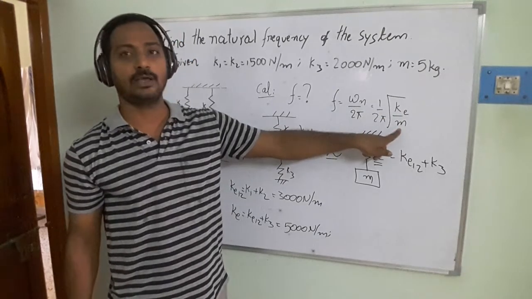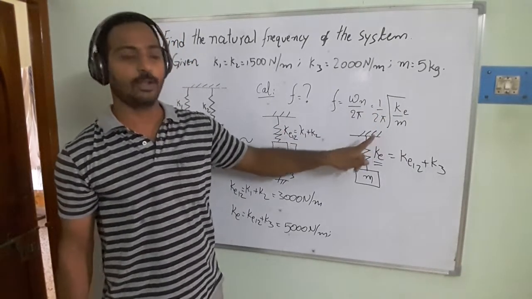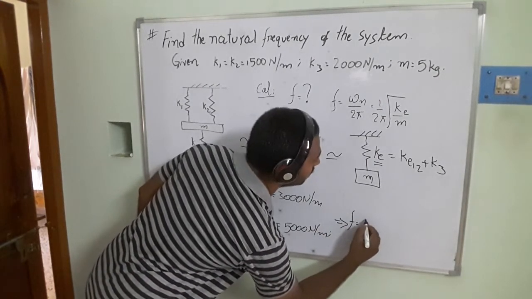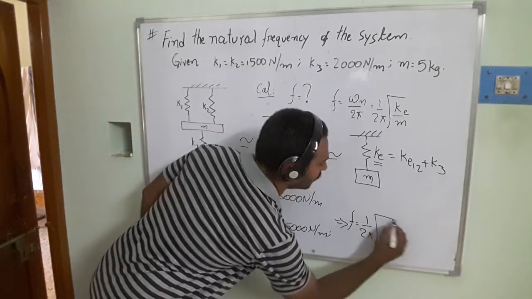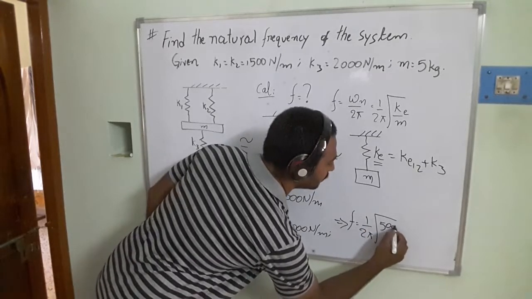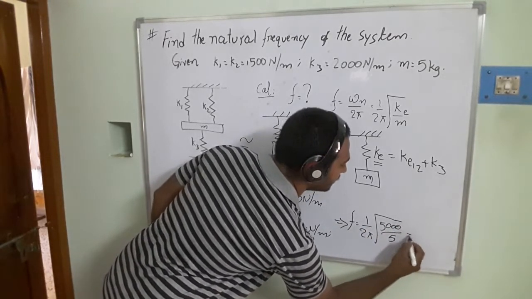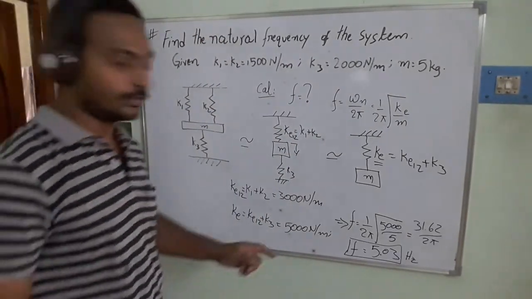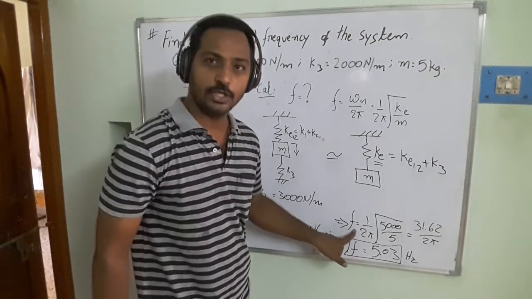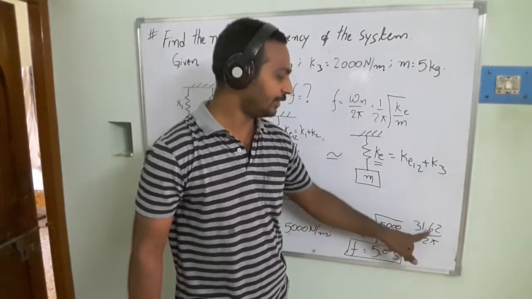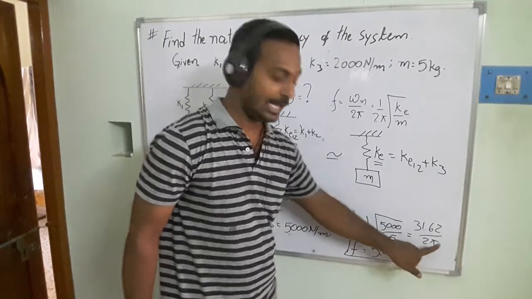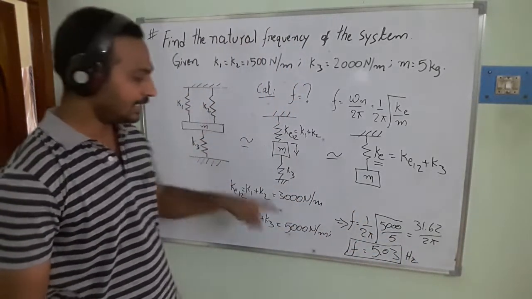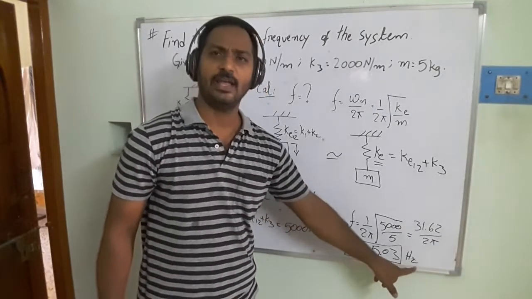And here the mass is 5 kg. And finally, substituting, F is equal to 1 by 2 pi square root of 5000 by 5 kg. After substituting in this equation, finally we get 31.62 by 2 pi, and then after simplification, the natural frequency of the system is equal to 5.03 Hz.